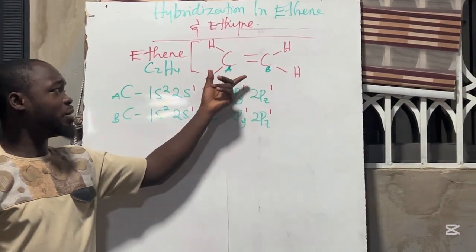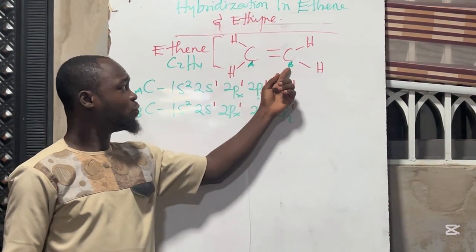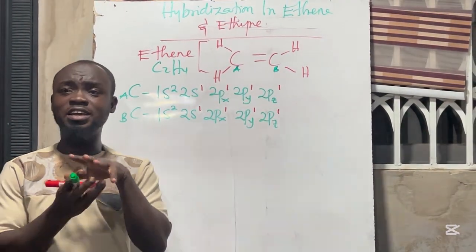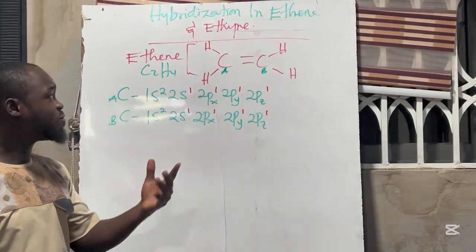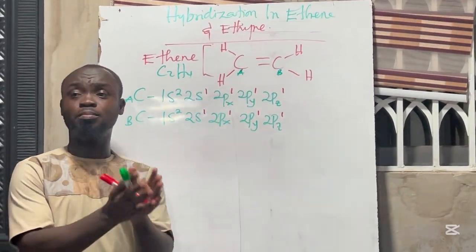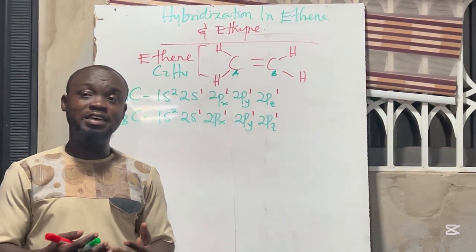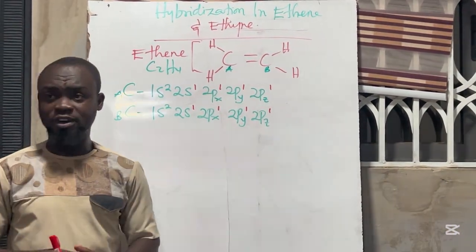How do we explain the hybridization that occurs in ethene? First of all, we have two carbon atoms. We need to know the hybridization state of each carbon atom. A simple trick is that whenever we have a multiple bond, we can treat it as a single bond to enable us get the state in terms of hybridization of the atom in question.